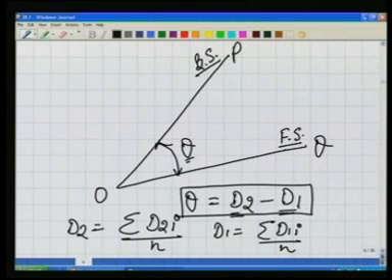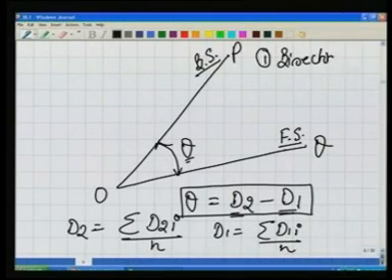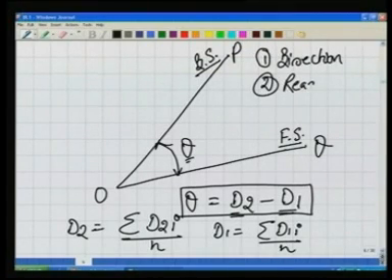Now what is a single backsight or foresight? A single backsight or foresight is when we are bisecting from O to P. What we are doing? We are doing two things. Number one, we are doing the bisection, and number two, we are taking the reading. We are taking the observations. Now how will this bisection and taking the reading introduce error?